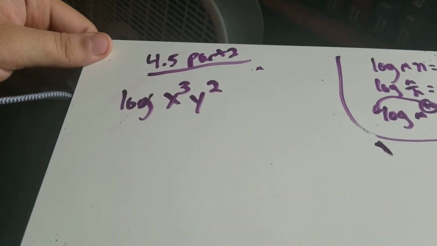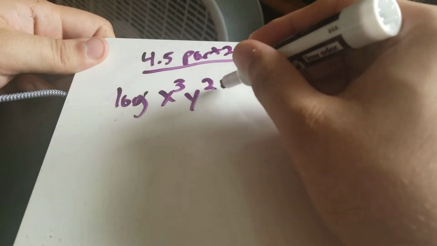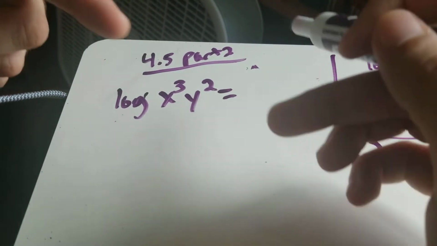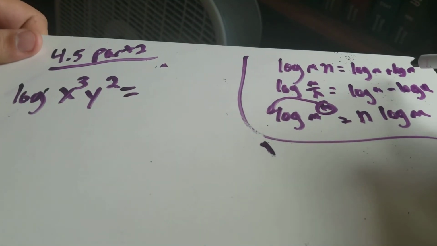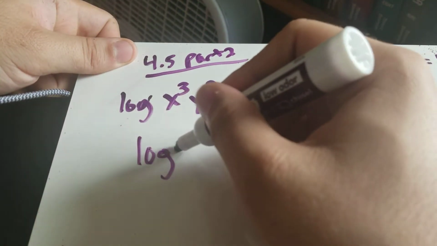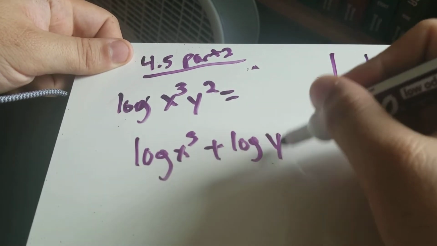Okay, our last one. Log x to the third power, y to the second power. So the first thing I see is x to the third power times y to the second power are being multiplied. So since they're being multiplied, I can separate them with adding. So that becomes log x to the third power plus log y to the second power.